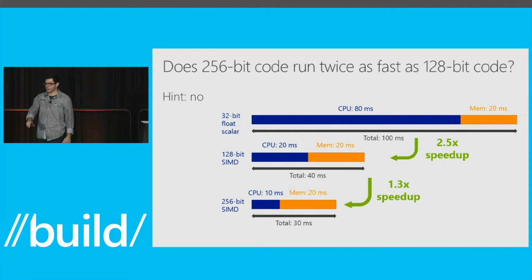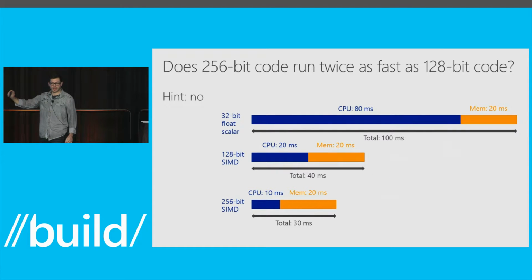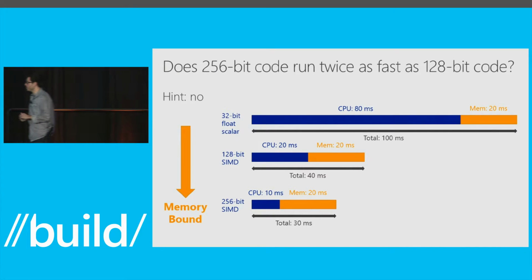But there's something really interesting in here. And this diagram is not complete without really, really looking at it. And this is where the illuminating part comes in. I think it's illuminating. I think it's pretty interesting. We've started with a scalar piece of code where 80% of the time was being spent on the CPU, 20% of the time was being spent waiting for memory.